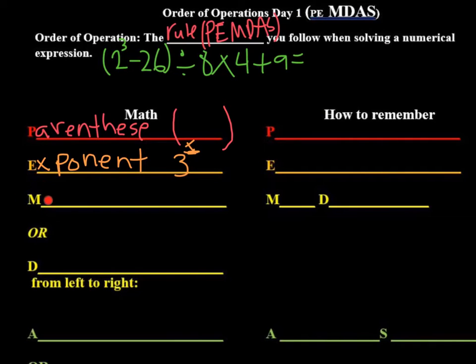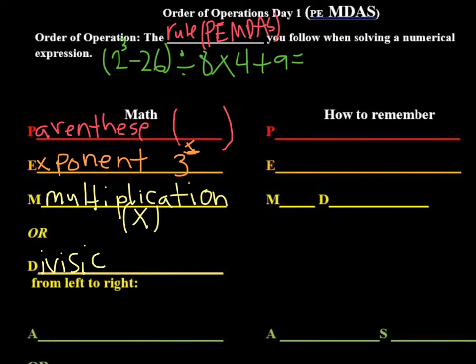Alright, so let's go down to the M. The M stands for multiplication. Multiplication just means times. And the D right here stands for division. D-I-V-I-S-I-O-N, division. So that is the division sign.